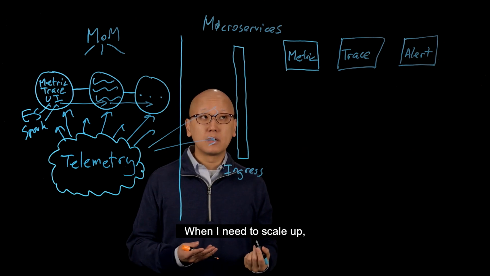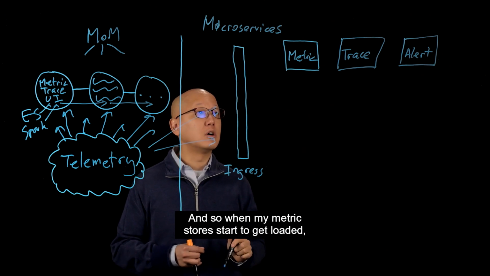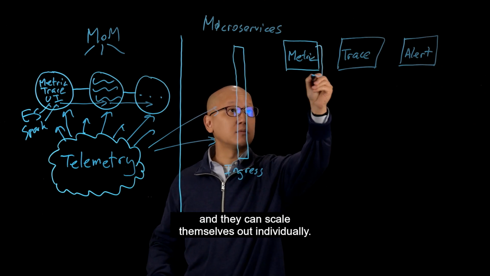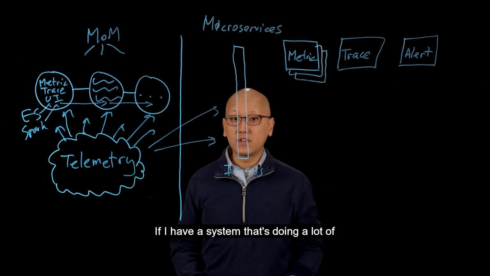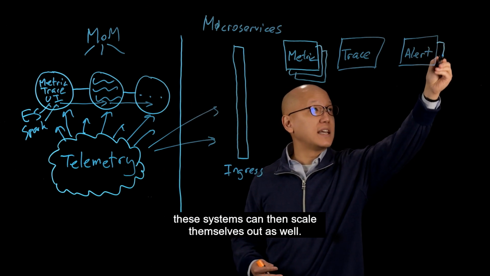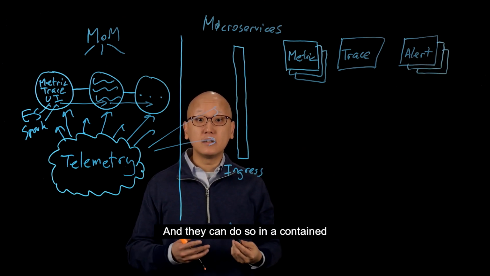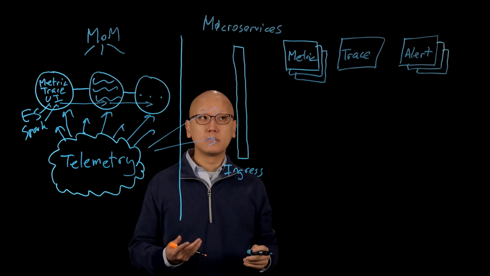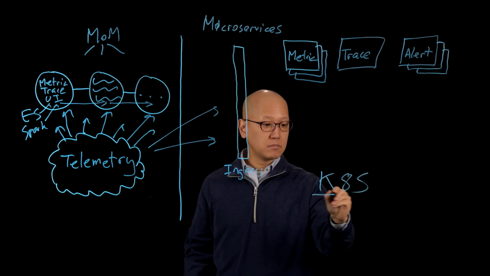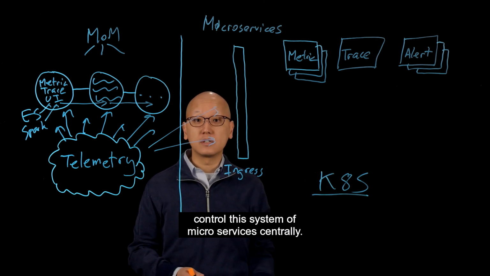When I need to scale up, the individual microservices each have a very narrow set of concerns. And so when my metric stores start to get loaded, start to get full, they know, and they can scale themselves out individually. If I have a system that's doing a lot of complex alert processing, these systems can then scale themselves out as well, and they can do so in a contained and in a centrally managed way. Controlling all of this within a Kubernetes backplane allows us to control this system of microservices centrally.